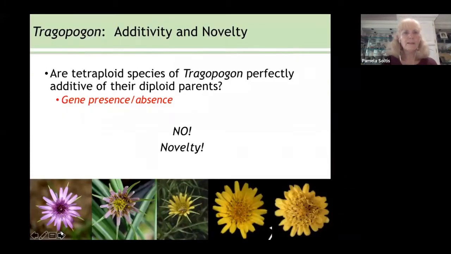So when we ask whether or not the tetraploid species of Tragopogon are perfectly additive of their diploid parents with regard to gene presence or absence, the answer is no. And when we look at any single individual, every individual is genetically different from every other individual in the patterns of duplicate gene retention and loss. So there's definitely novelty that's being generated through these patterns of homolog loss.